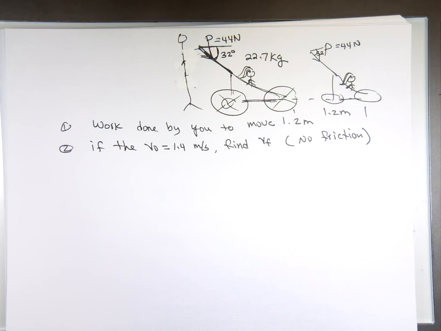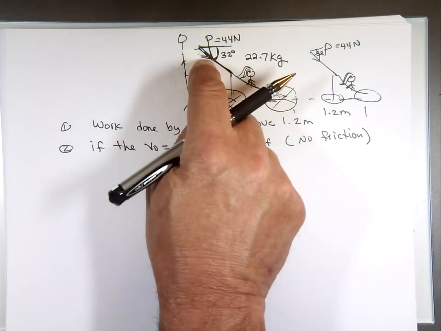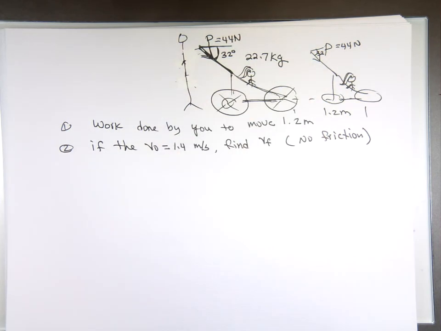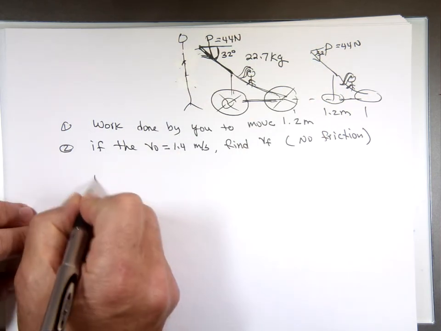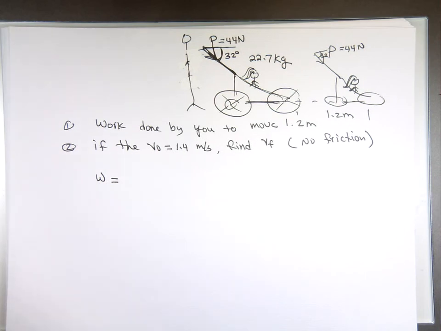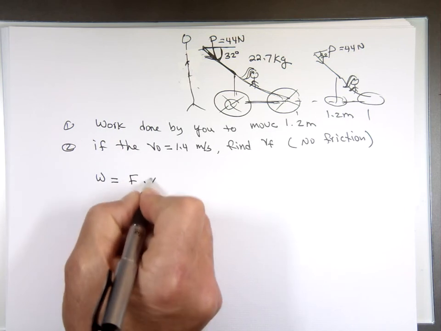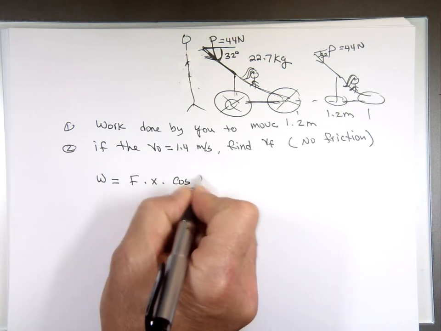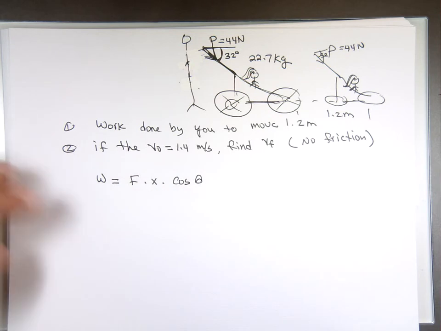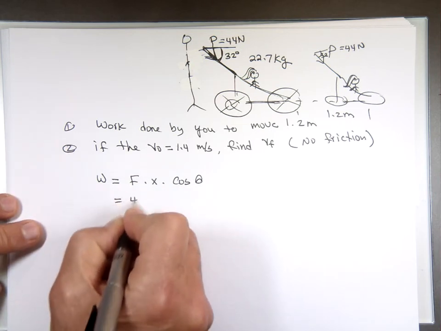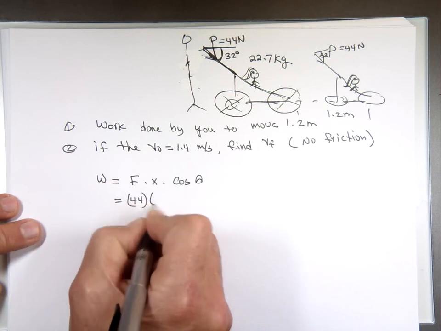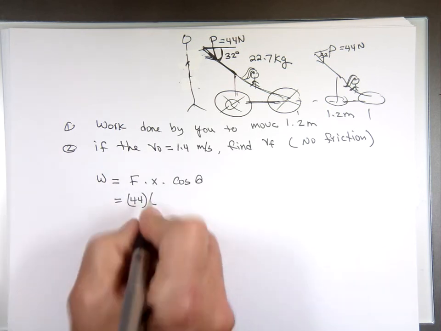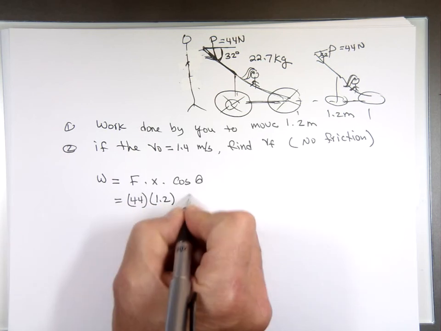Which way did the stroller move? My picture to the right, right? I need to find what portion of that force is in that direction. So the work done by me is equal to force times distance times cosine theta. The force is what? 44. The distance is what? 1.2. Cosine 32 degrees.